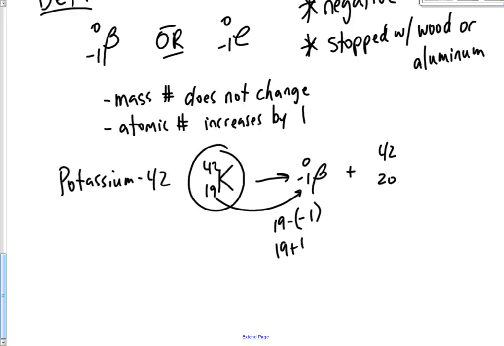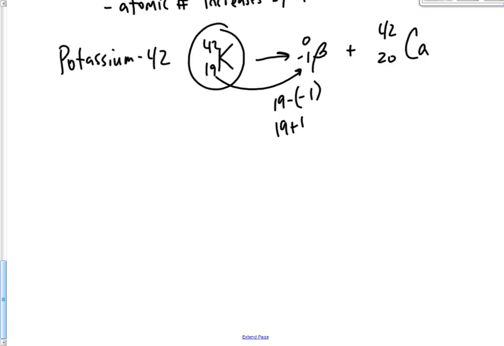You're going to look on the periodic table and determine what element is number 20. That is calcium. Okay, and so you write the symbol for calcium. So when potassium 42 goes through beta decay, it becomes calcium 42. Okay, let's do one more example, and then we'll get into gamma radiation.